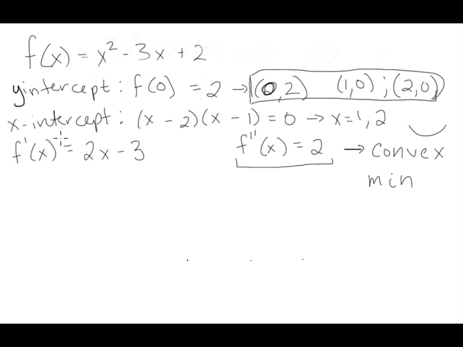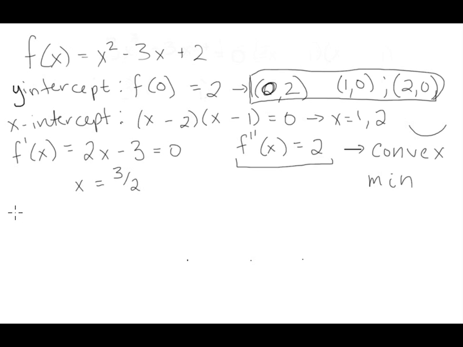So I'm now going to ask, when does this first derivative equal 0? I move the 3 to the other side. I get 3 on the other side. I divide both sides by 2, and I get that x is equal to 3/2 when the first derivative is equal to 0. I need to know the y value in order to graph it.